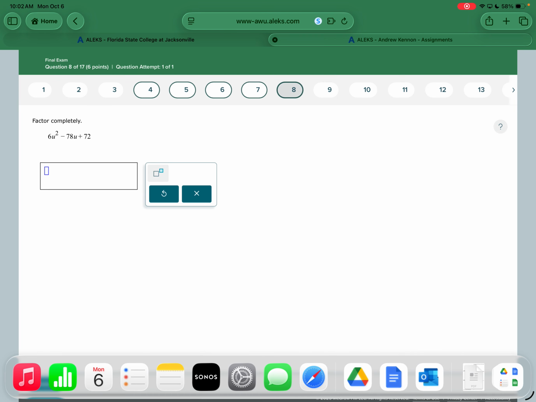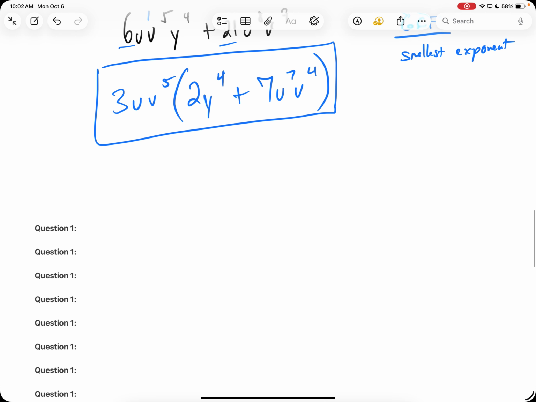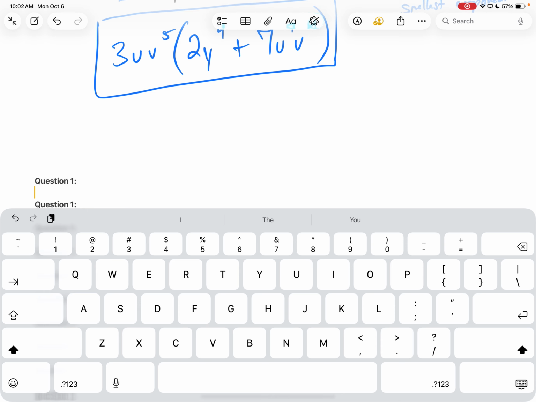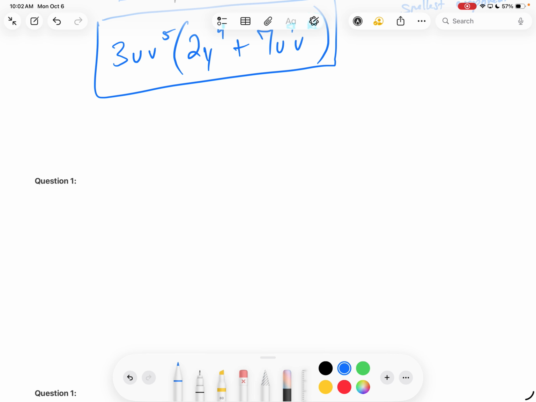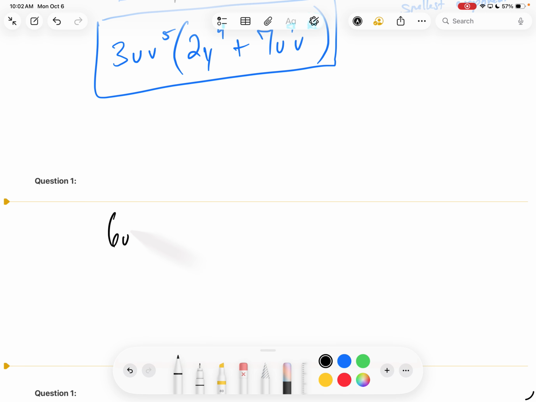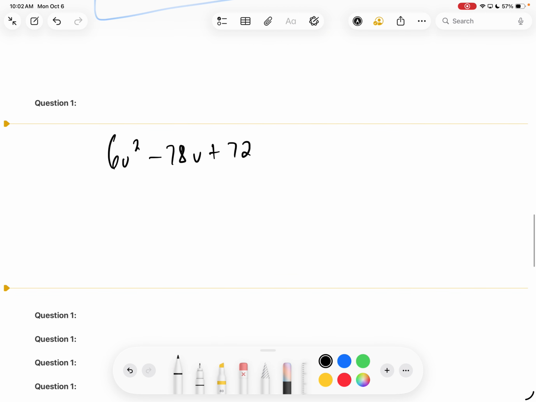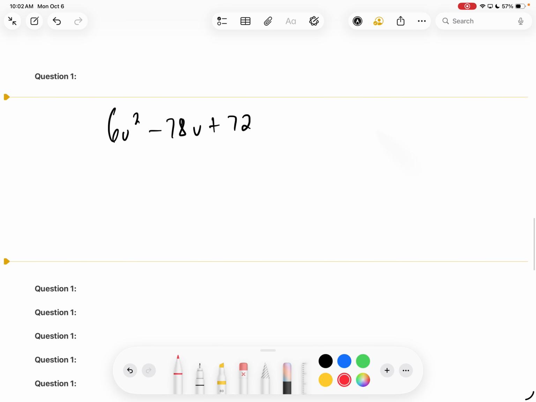6u² minus 78u plus 72. All right, so this is another factoring problem. I'm sure the next few are factoring, but the first thing you always want to check for is your GCF. That makes you have smaller numbers. So all of these I can divide by 6.